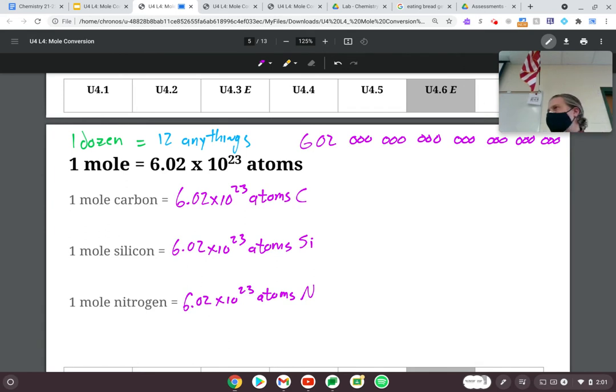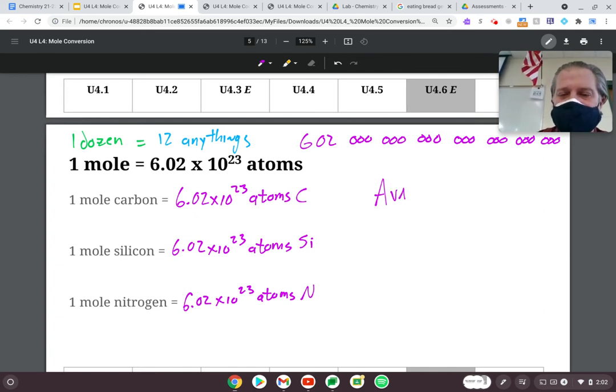So hopefully you're seeing a pattern that 1 mole of any element on the periodic table is equal to 6.02 times 10 to the 23rd atoms of that thing. Now this number in science has got its own special name. 6.02 times 10 to the 23rd is called Avogadro's number.